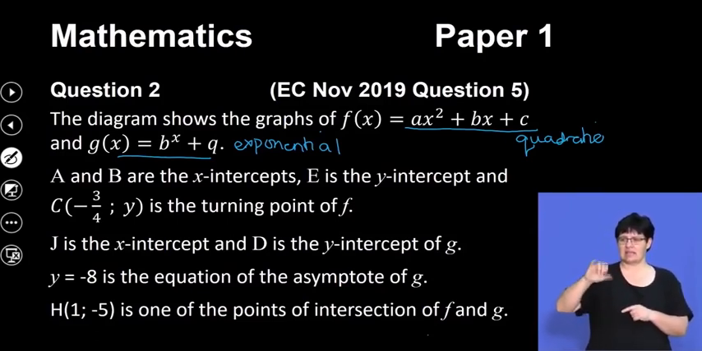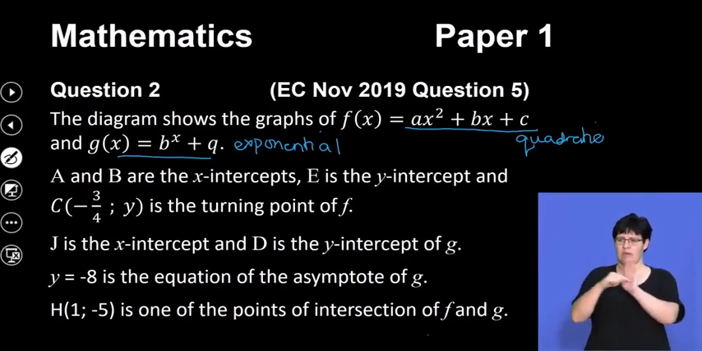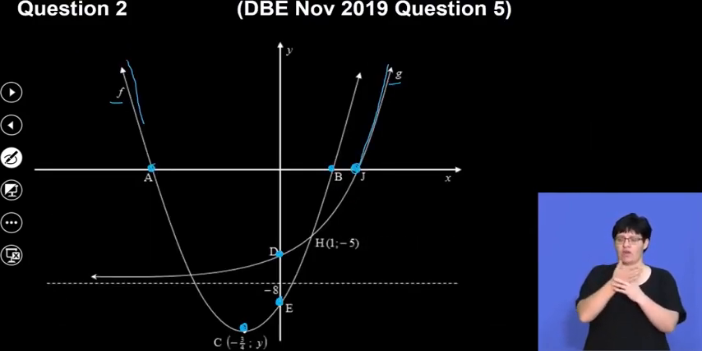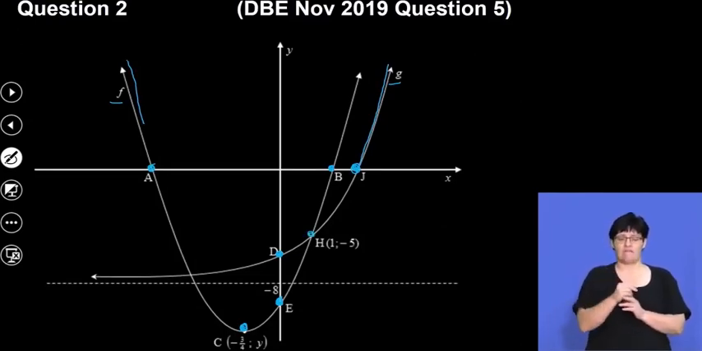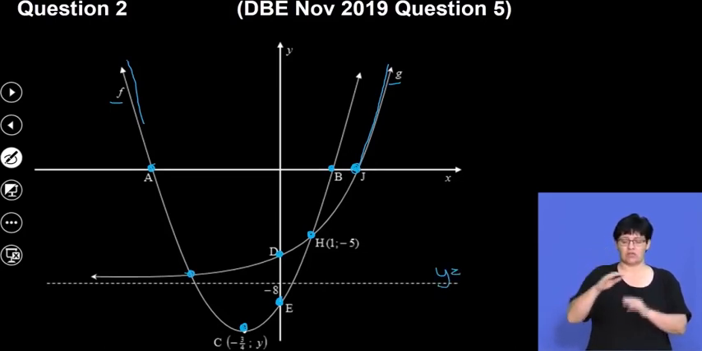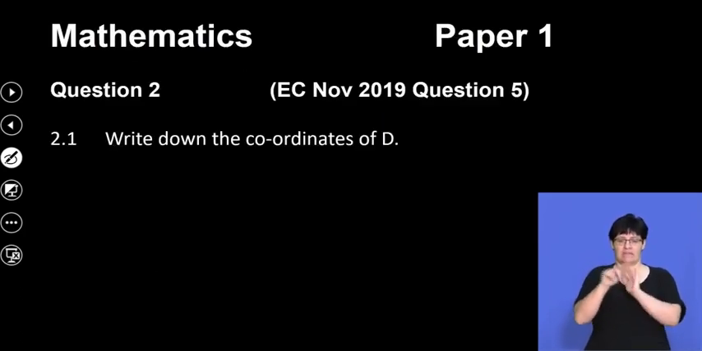And finally, we're told that H, which has the coordinates 1, -5, is one of the points of intersection of F and G. So there's H over there, which we can see is one point of intersection. There's another point of intersection over there. And here is the asymptote. This is the horizontal asymptote of that exponential function, and it has the equation y equals -8. Okay, let's look at the questions now.